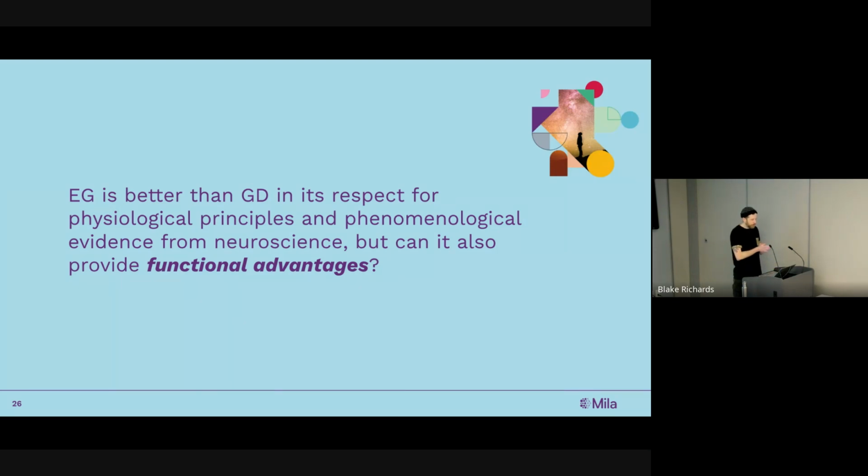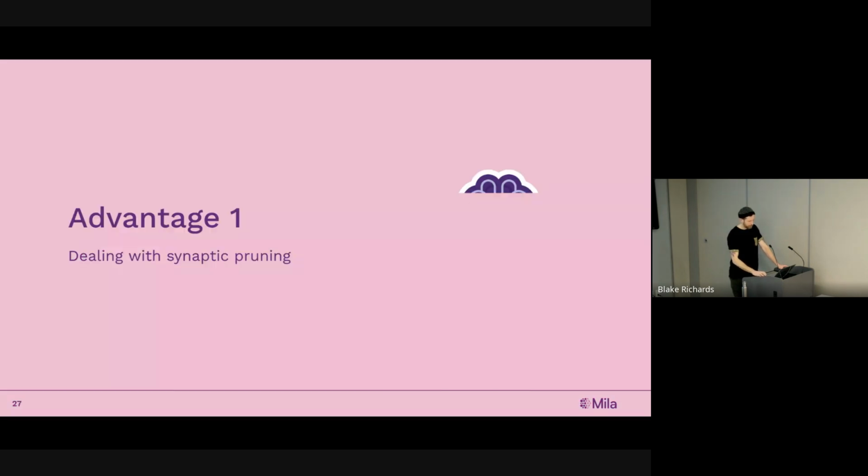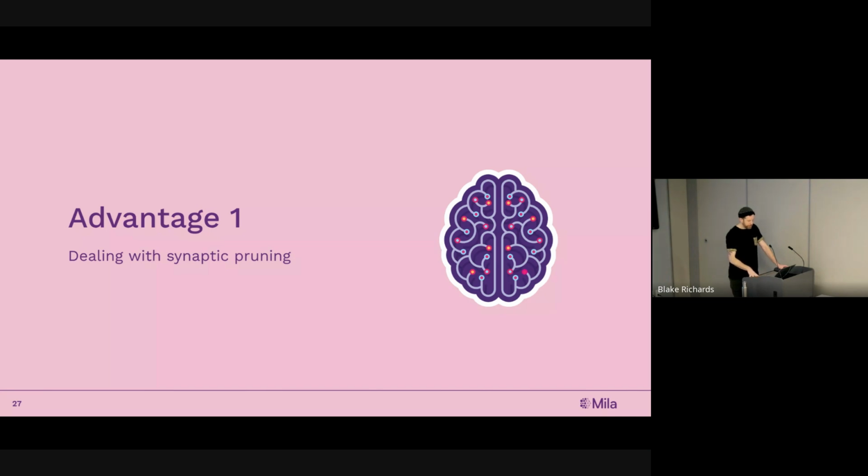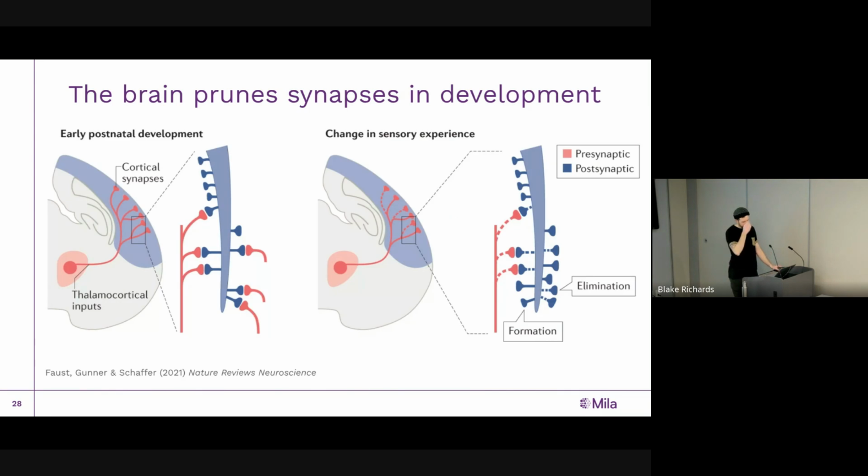Okay, so EG seems to be better than GD in its respect for basic physiological principles, namely Dale's law, and more in line with the phenomenological evidence we have from neuroscience. So we then wanted to ask, can it provide any functional advantages that might be relevant for the brain? So the first advantage that we identified is that EG is better at dealing with synaptic pruning. Now let me explain what that means.